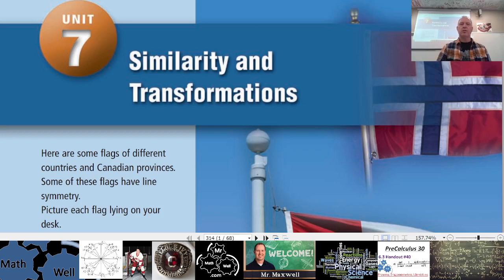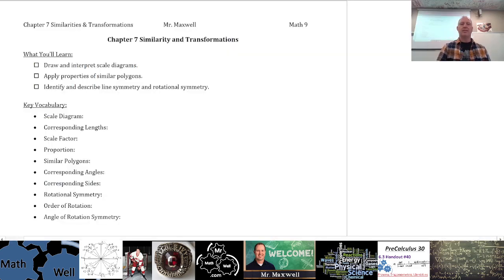But in your notes, you'll see there's a few things that we need to take a look at first. So in your notes, you'll see that on the first page you have just some of the things that you will learn here in this chapter. Draw and interpret scale diagrams. Apply properties of similar polygons. That's similar kind of shapes that are closed figures with straight line edges. And identify and describe line and rotational symmetry. We talked a little bit about line symmetry already today.